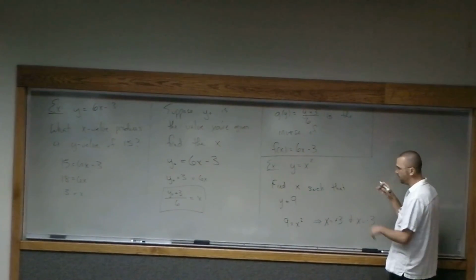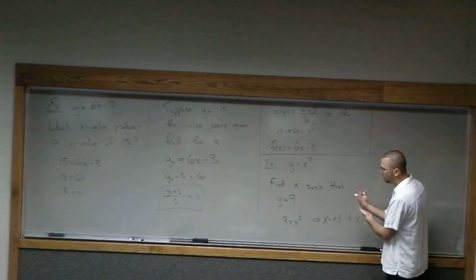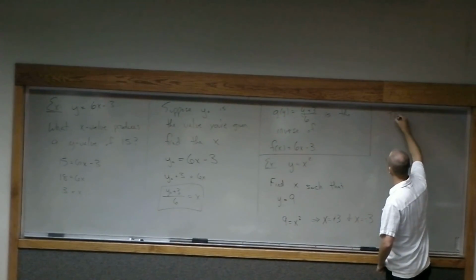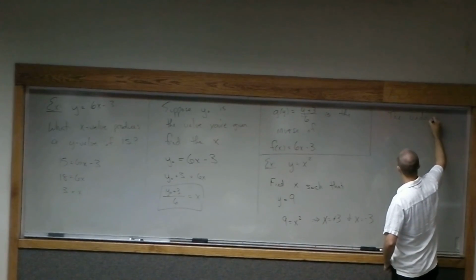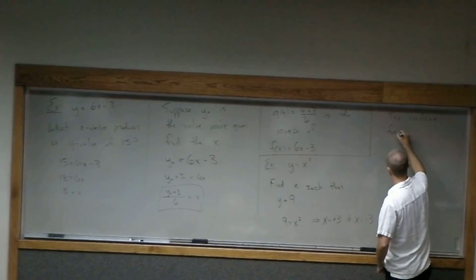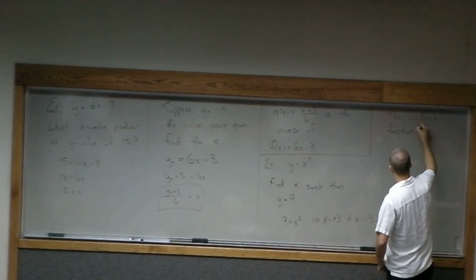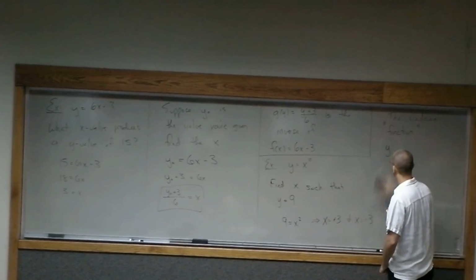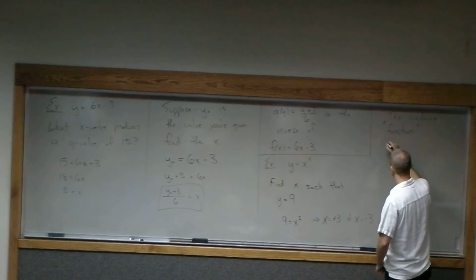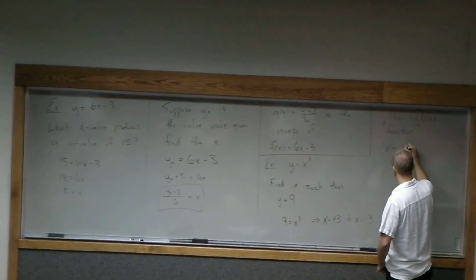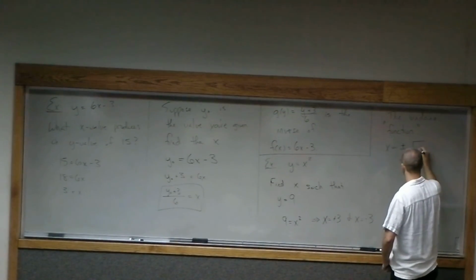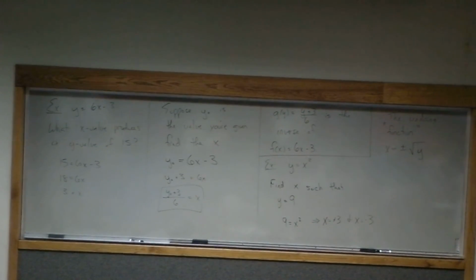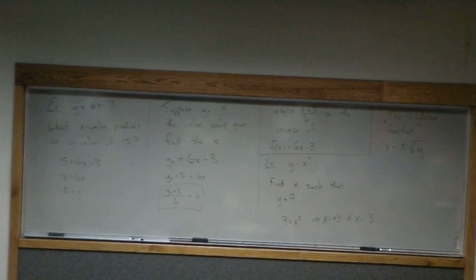Because if we were to try to find a function that undoes this, it seems like the undoing function, I'm going to put function in quotes here, would look something like x equals plus and minus square root of y, right? This appears to be the function that undoes the y equals x squared.